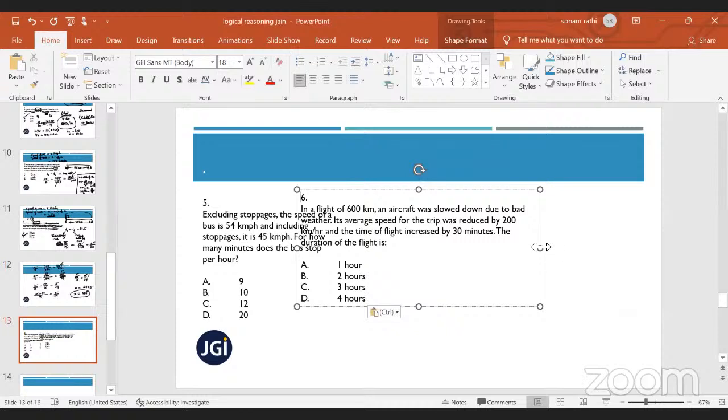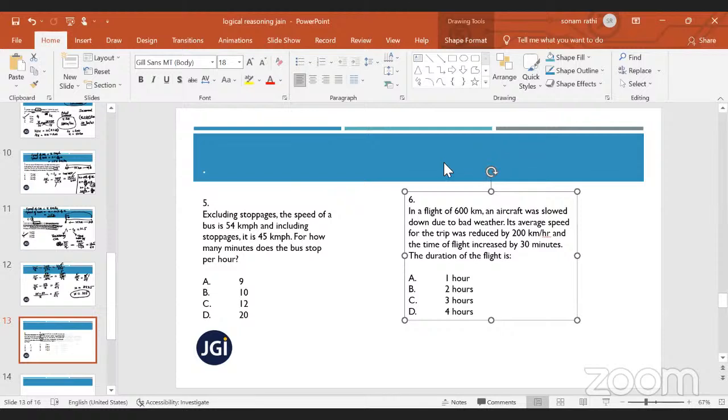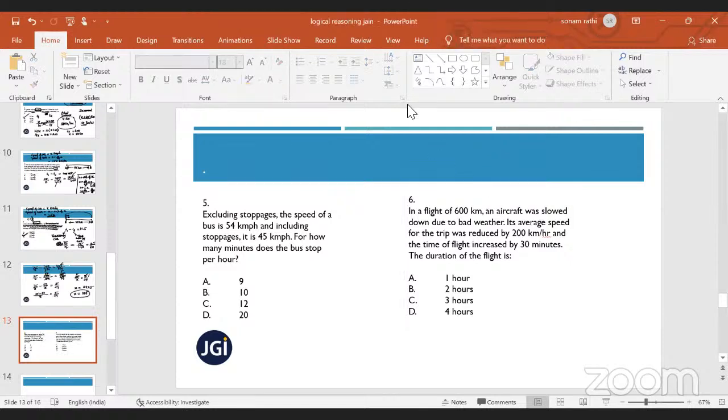Question number 6. Read the question properly. If you read the question properly, half of the question is done. Once you read the question properly and form the right equation, half of the question is done. Do these 2 questions in 5 minutes. I'll be back in 5 minutes.